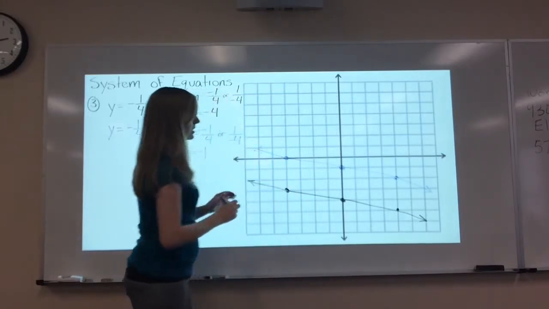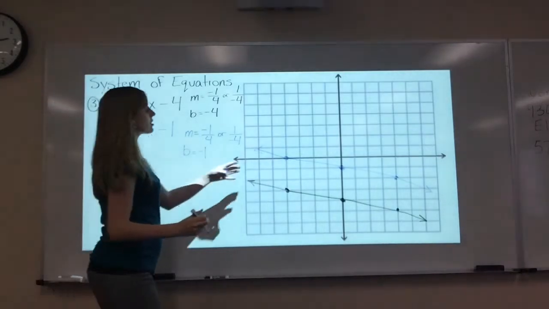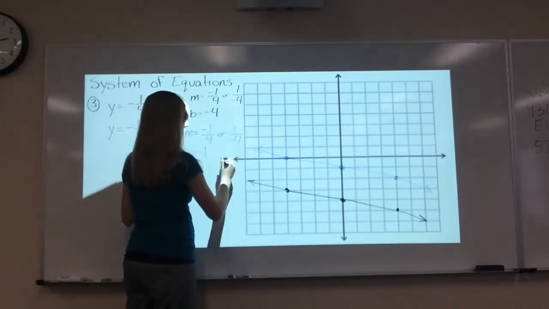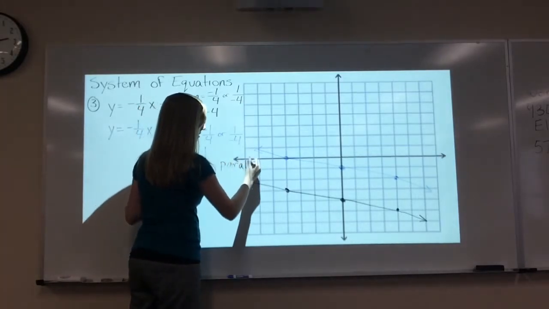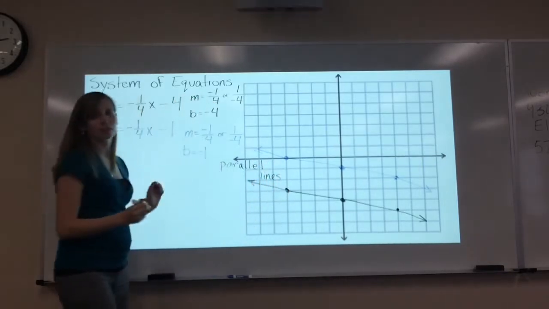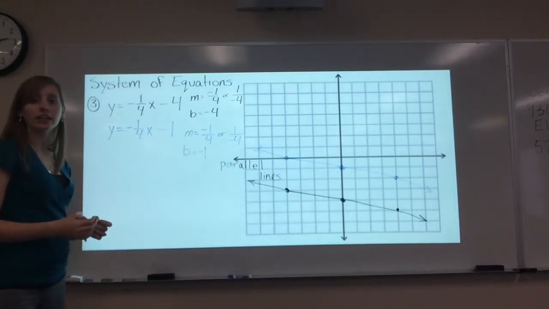Now, you will notice that these two lines do not intersect. Mine are a little crooked, but you get the idea. These are called parallel lines. Parallel lines. They will never intersect. Okay, they're never going to cross. There is no point that they share in common.